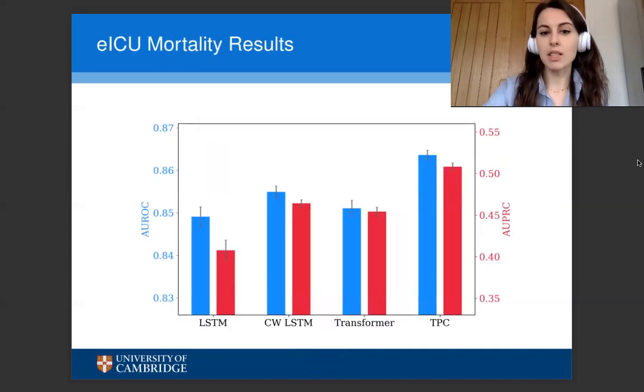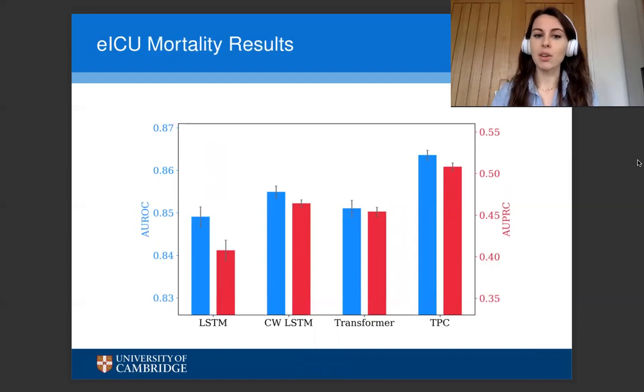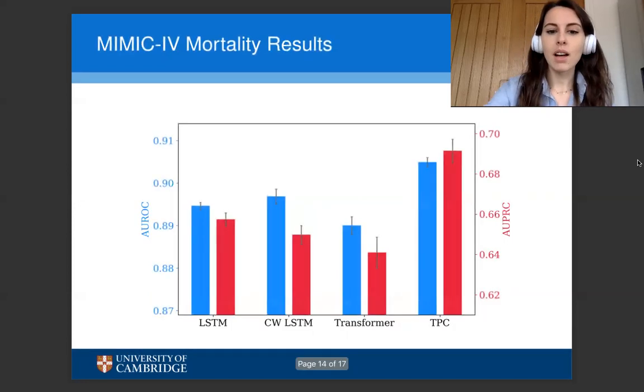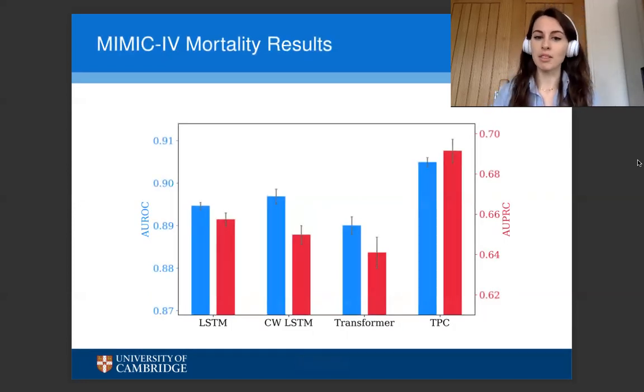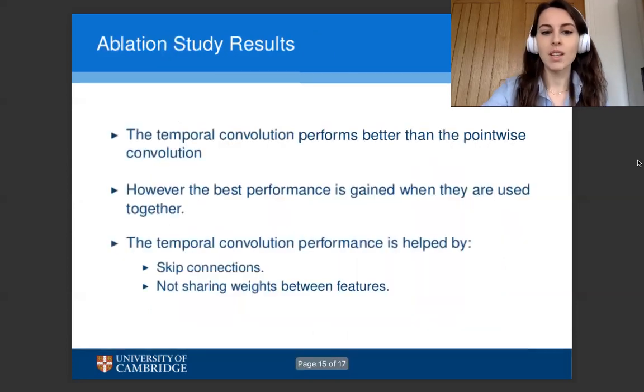Next, we tested whether the TPC performance could generalize to other patient outcome tasks like mortality prediction. And again, we were able to outperform the baselines by the area under the receiver operating characteristic and precision recall curves. And this performance benefit was repeated on MIMIC4. It's not shown here, but we found that by combining the two tasks together in a multitask way, we were able to boost the TPC performance again on length of stay by 10 to 15%.